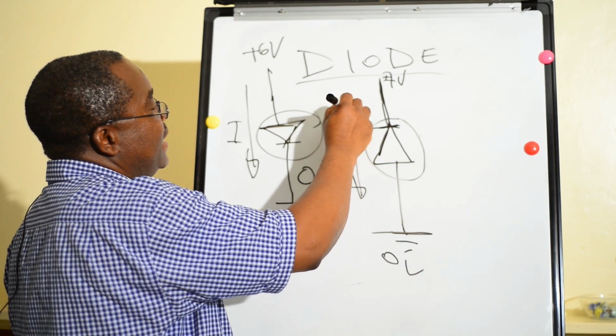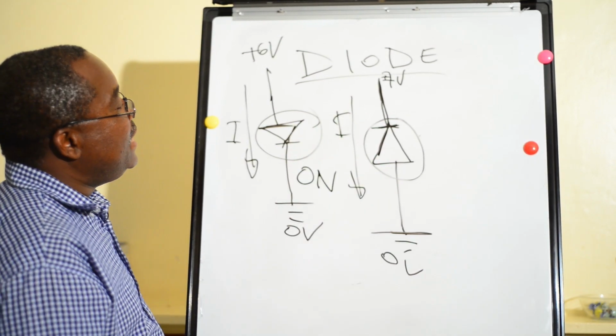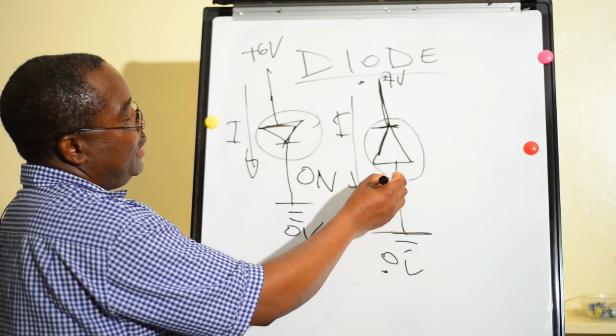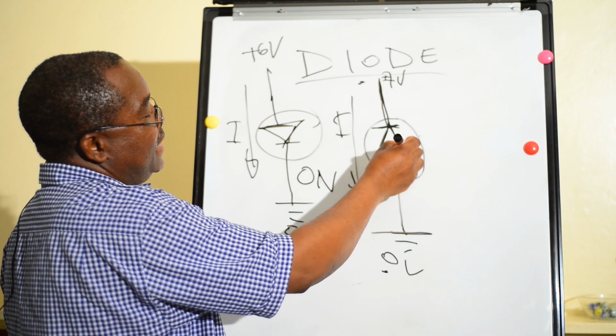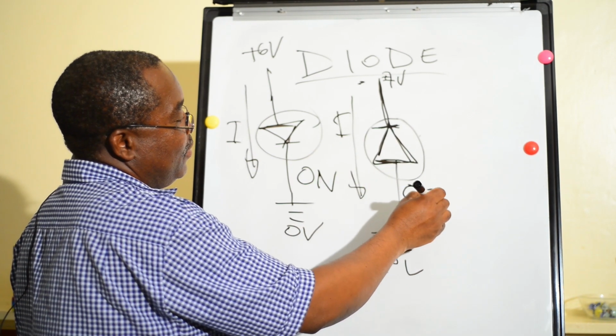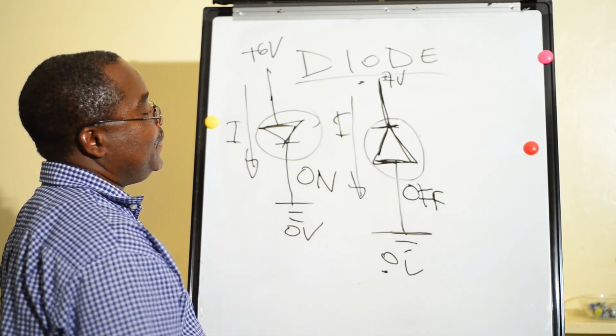This arrow is the current flowing from high potential to low potential. Because the arrow is in reverse, the switch will be off. The current will not flow.